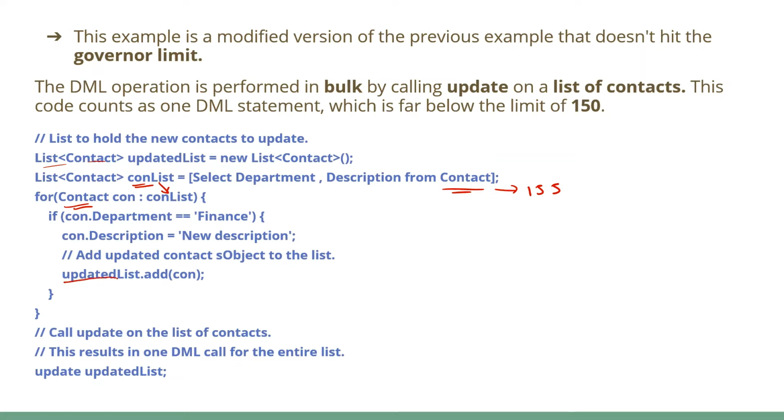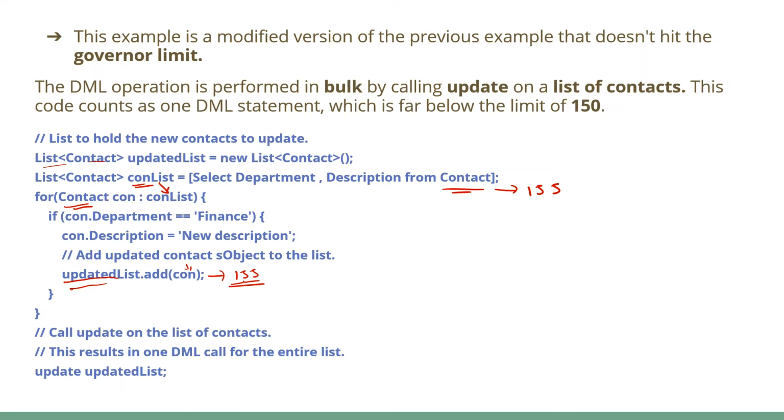As we all know, in a list we have one function, that is list.add. Then we can add the element. So the element is con here, and the updated value of description is new description. So in this, 155 contacts will be there. There is no limit on how many things we can add into a list. We can add any number of things in a particular list of that particular data type. So now we will add 155 contacts in this particular list.